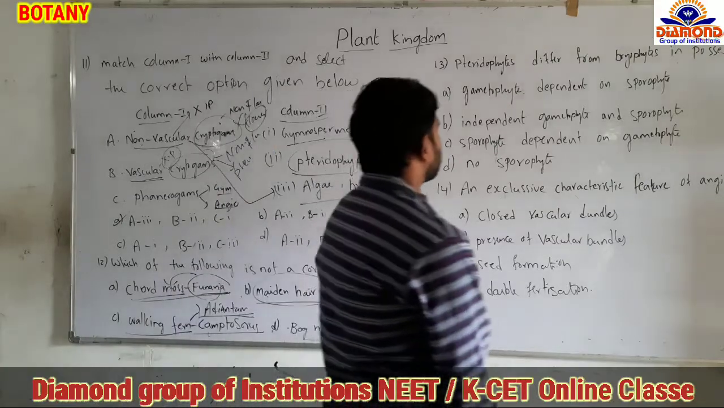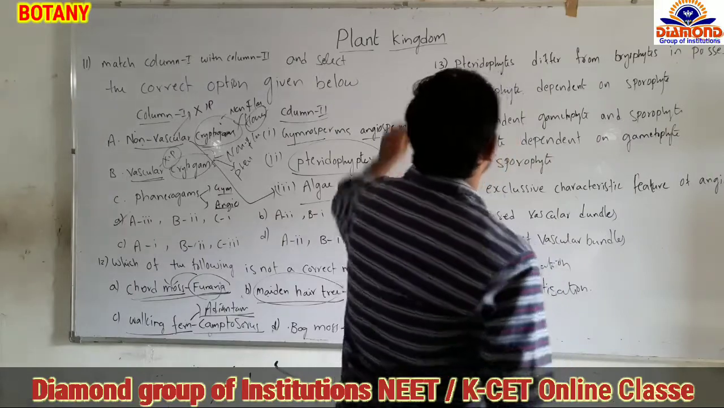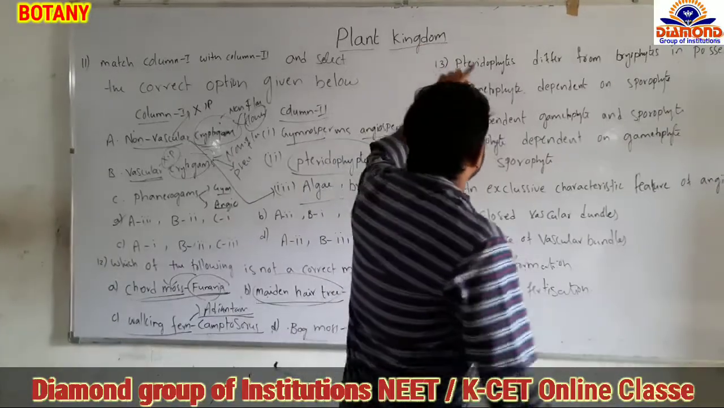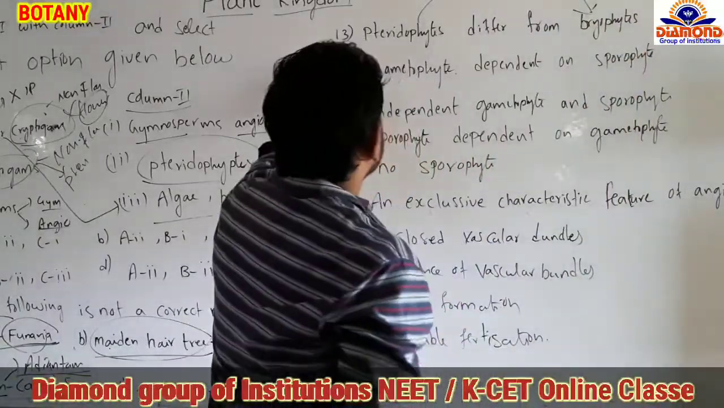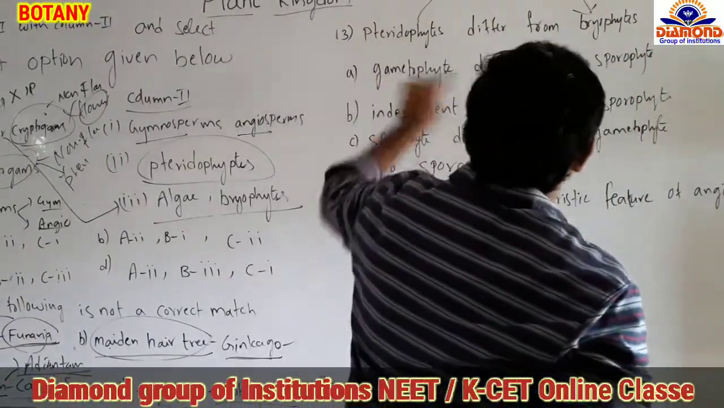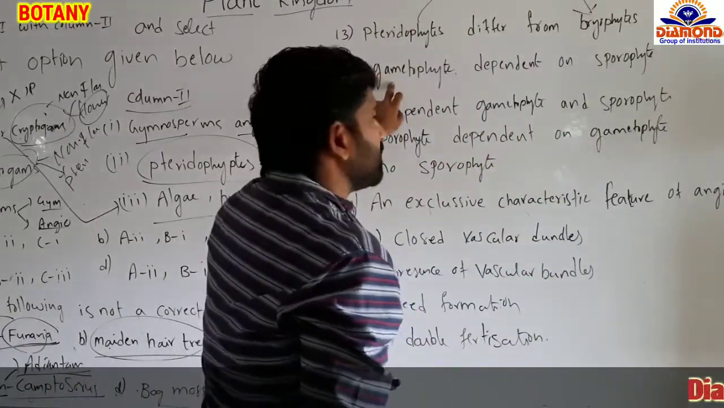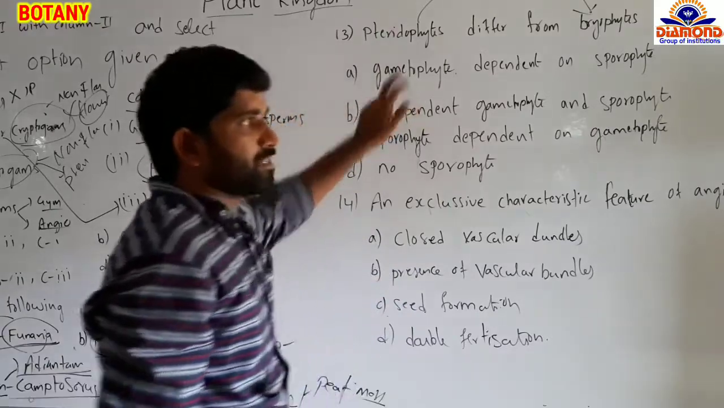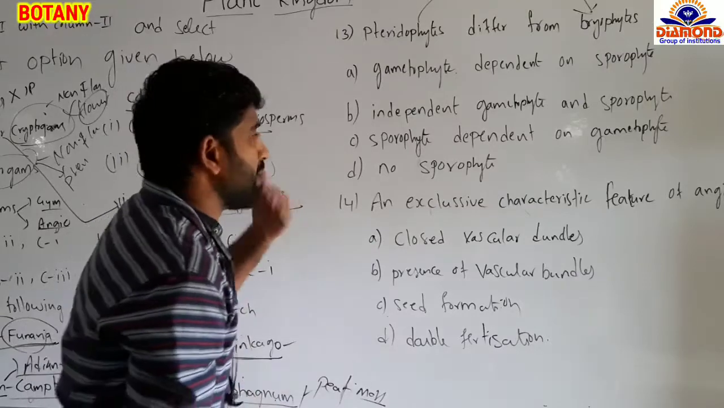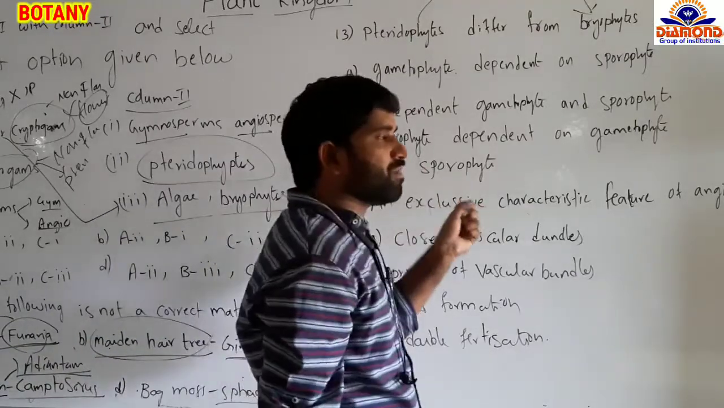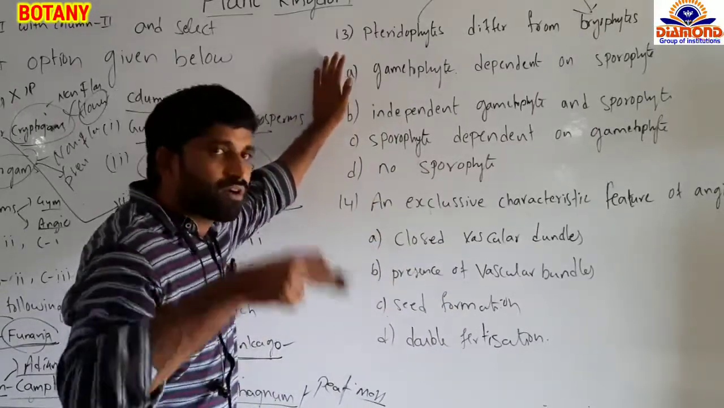And next question: pteridophytes differ from bryophytes in possessing. That means we have to compare pteridophytes with bryophytes. Option A: gametophyte dependent on sporophyte. Pteridophytes and bryophytes both show the haplodiplontic life cycle. In bryophytes, the gametophyte body is free living. In pteridophytes, the gametophyte body is also free living.